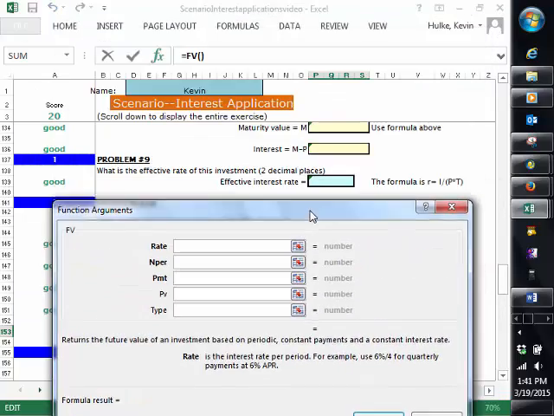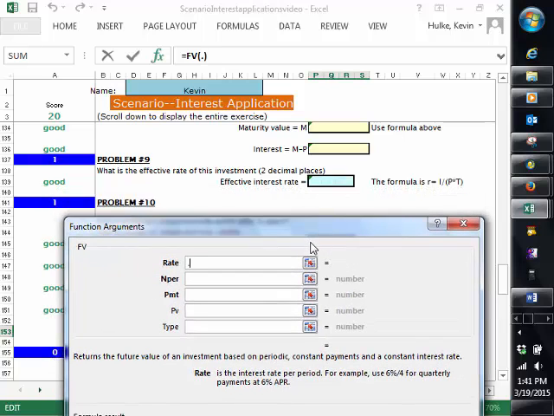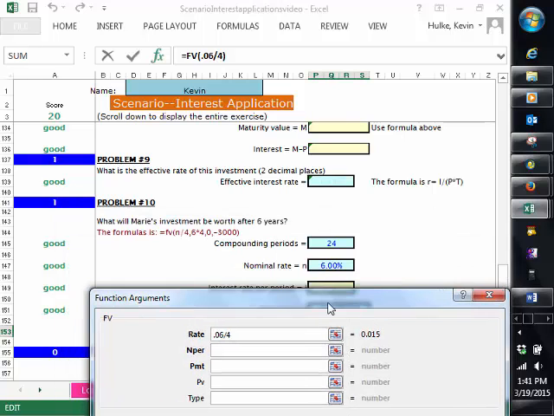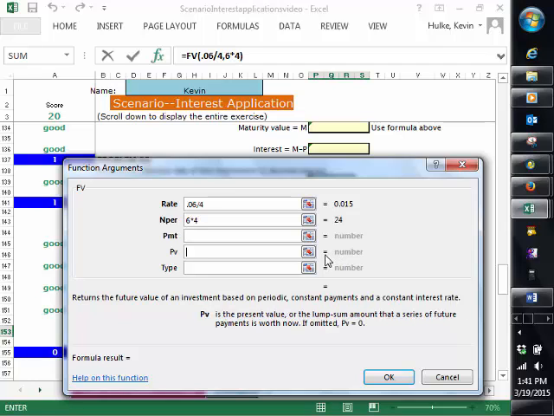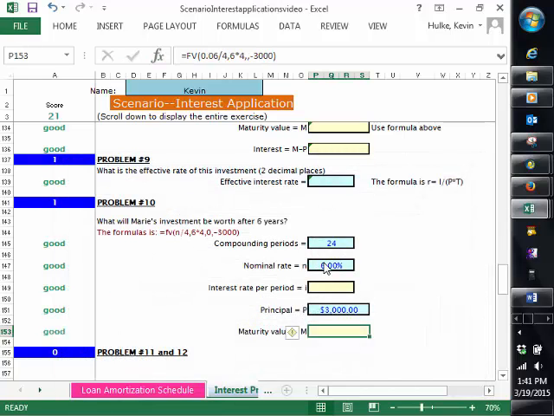The rate is 0.06 divided by 4, which we know is 1.5%. And then it says 6 years times 4, because there are 4 quarters in a year, no payment. The present value is, we'll use the negative again so that our answer is positive. And when we do, we got the point there also.